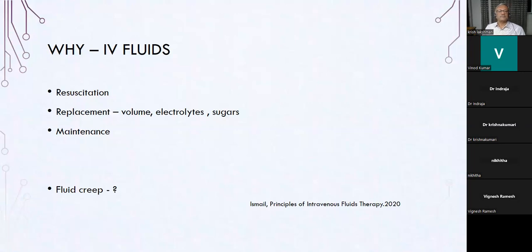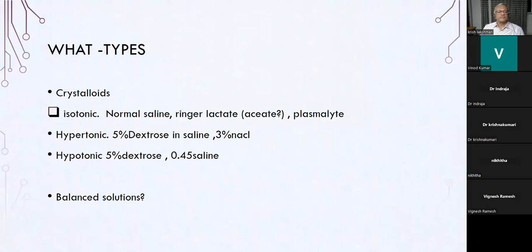Go ahead. So next, what are the types of intravenous fluids that are available now and which we use in normal practice? Basically, there are two types: crystalloids and colloids. Crystalloids are again of three types. They are called crystalloids because the major component is saline, which is a crystal. They are of three types: isotonic, hypertonic, and hypotonic. Isotonic crystalloids are normal saline, ringer lactate or ringer acetate, and plasmalite.